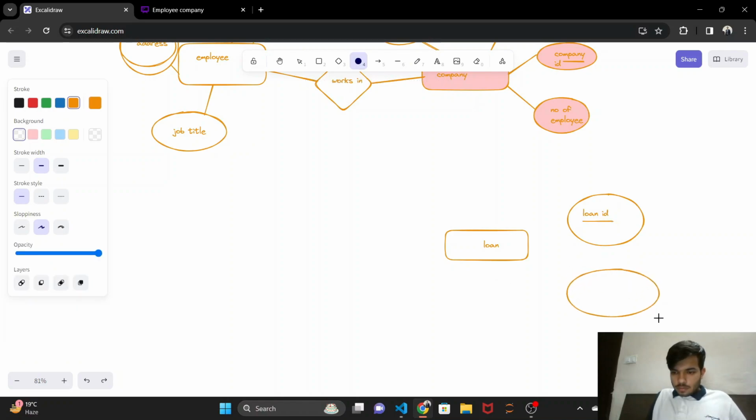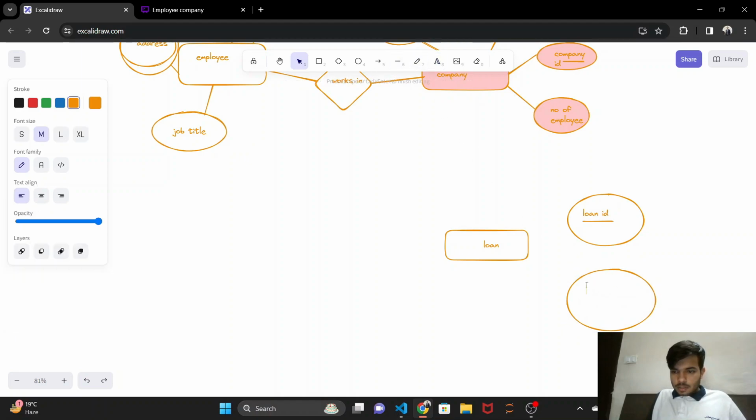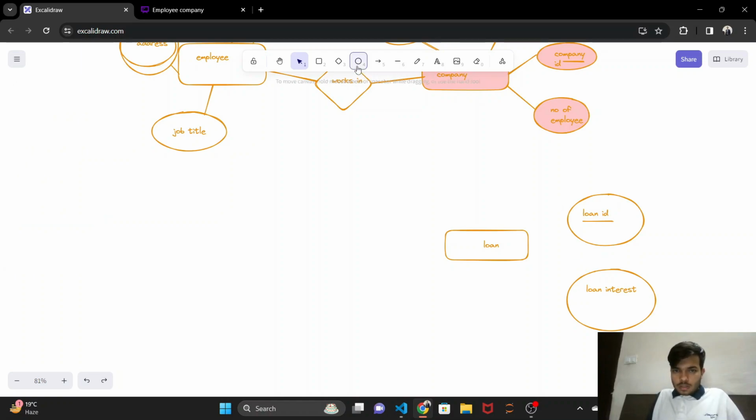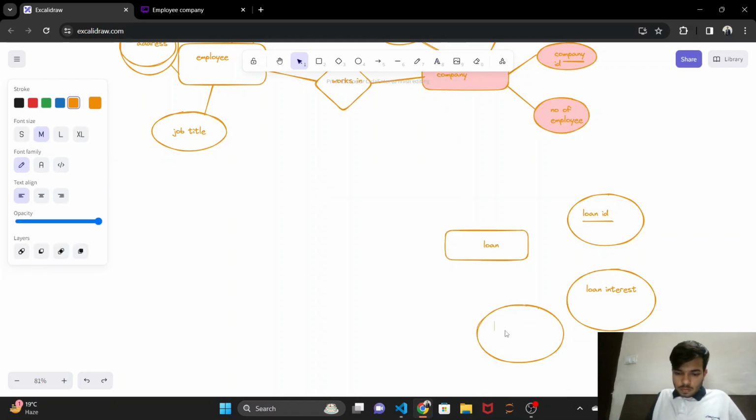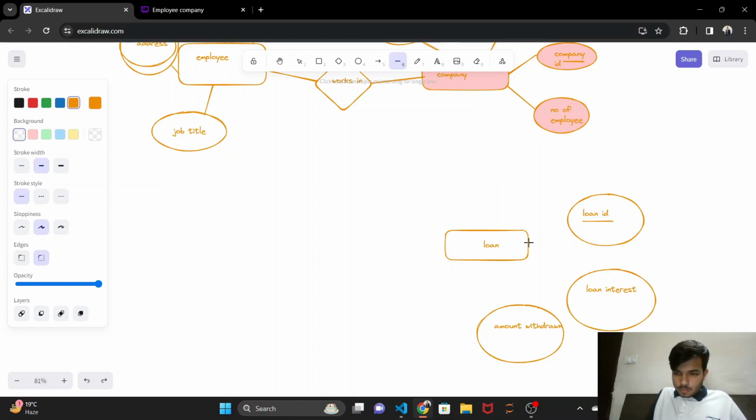So another attribute it will have is loan interest, at which interest loan is being provided. And third attribute it will have is amount withdrawn. So we will be connecting these attributes with its main entity, that is loan.